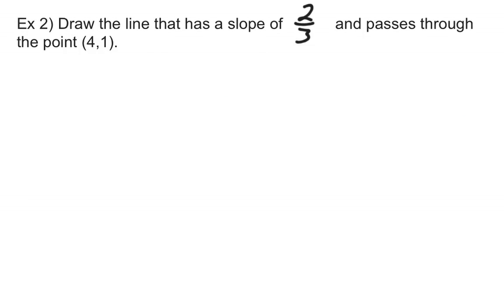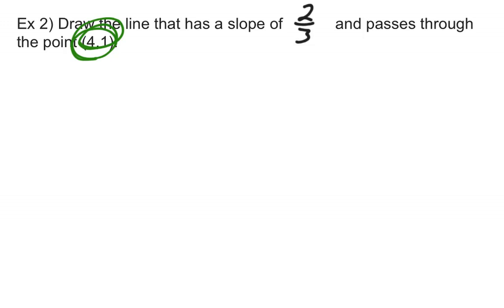Next problem. Draw the line that has a slope of 2/3 and passes through the point (4, 1). Okay. So in this case, I don't give you 2 points, all right? I give you 1 point. So we got 1 point, and it says that the line is going to pass through that point.